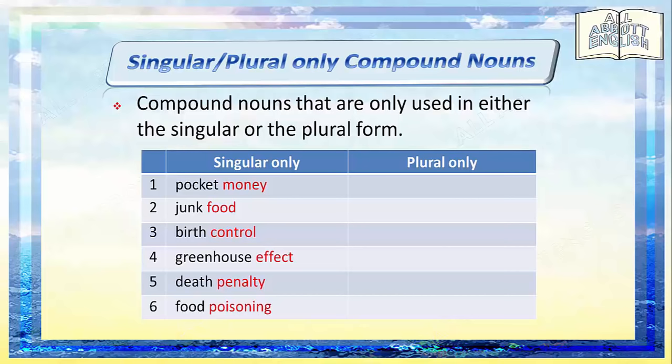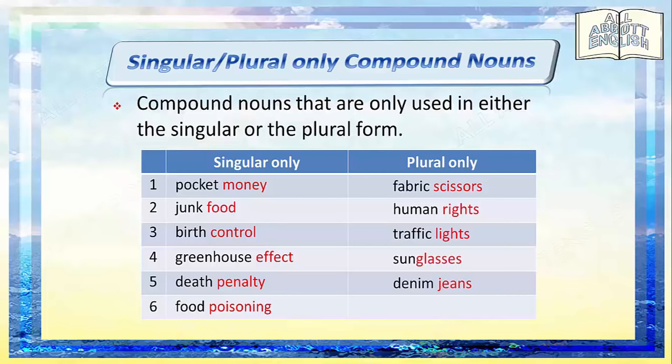Compound nouns that are only used in the plural form. For example, fabric scissors, human rights, traffic lights, sunglasses, denim jeans, breaking news.